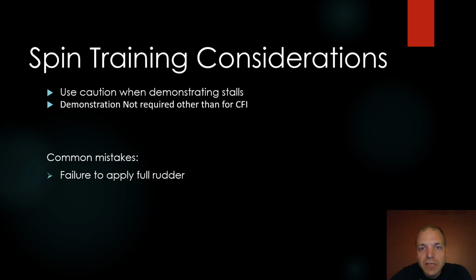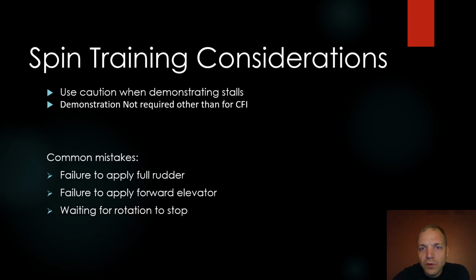So some common mistakes made during a spin recovery: failure to apply the full stop rudder in the opposite direction of the spin, full stop all the way to the floor of the rudder. Failure to apply the brisk forward elevator to break the stall. Waiting for the rotation to stop before applying the full forward elevator. So it's kind of like a hesitation. Slow movements during recovery, taking too long to go between these things. It needs to be a rapid succession.